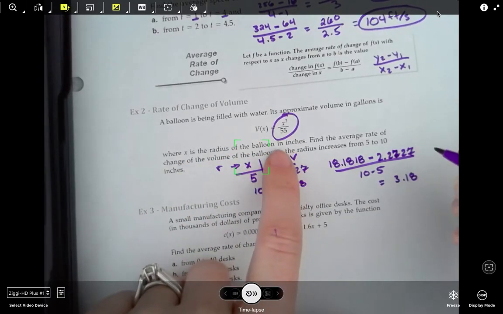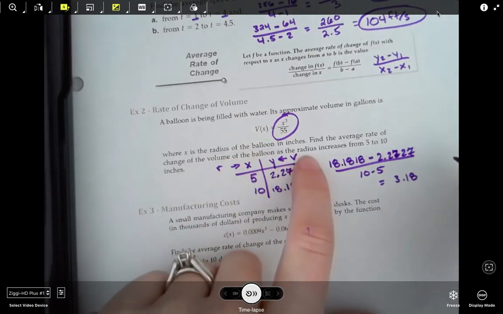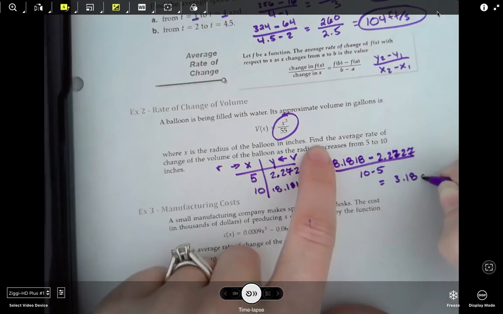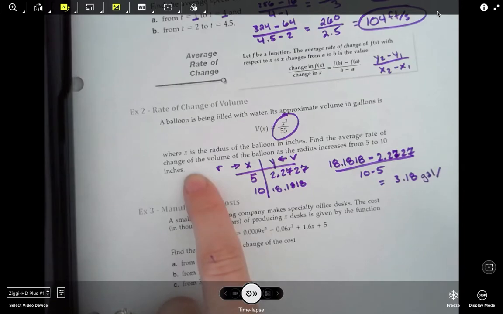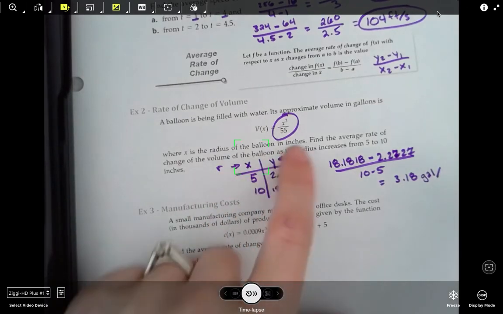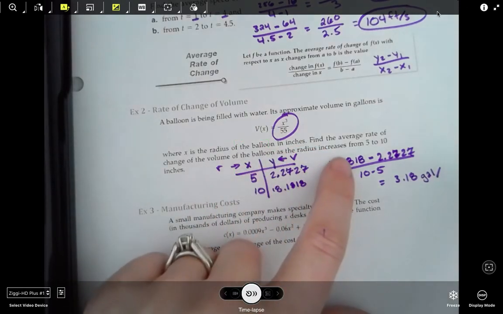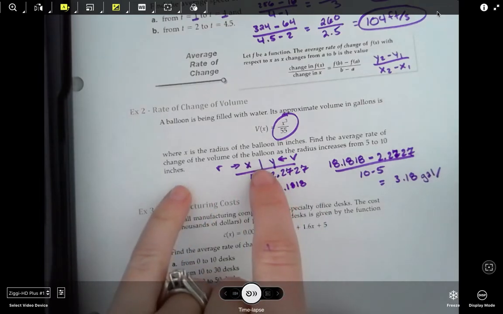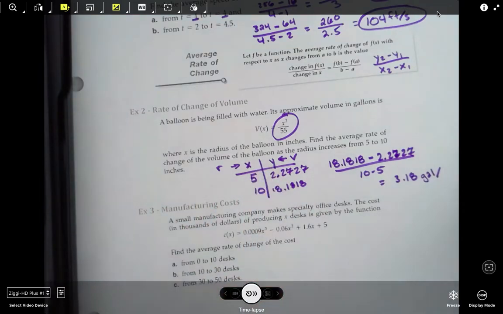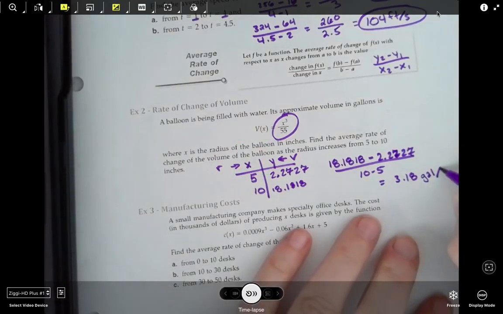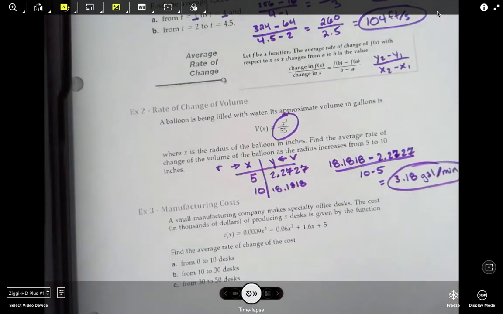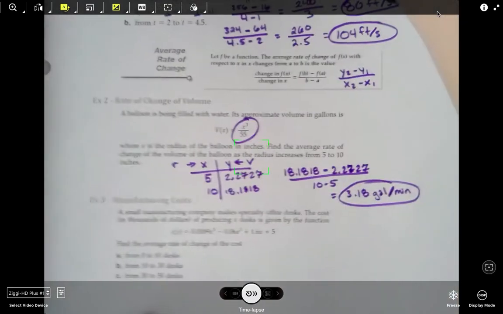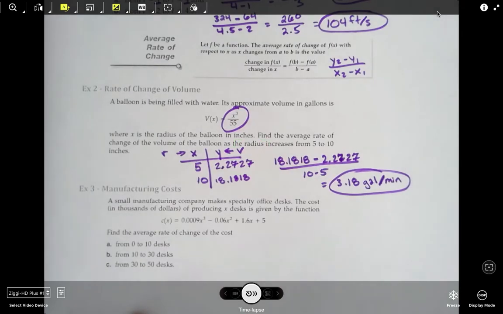gallons. No, x is the radius of the balloon. Gallons per second, minute, second. 5 to 10 inches. It doesn't say. A balloon is being filled with water. It doesn't say how fast we're doing. I'm going to say gallons per minute. So that's the average that we're doing. 3.18 gallons per minute. All right. So there is that.